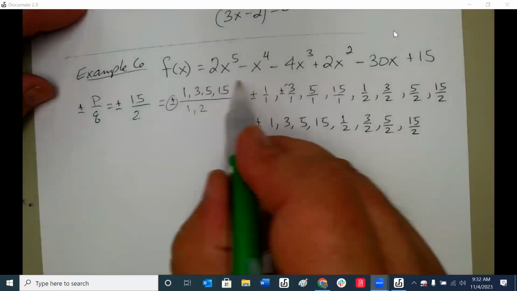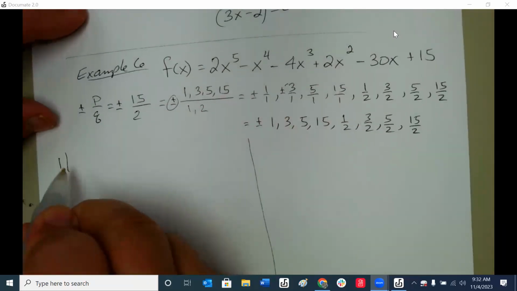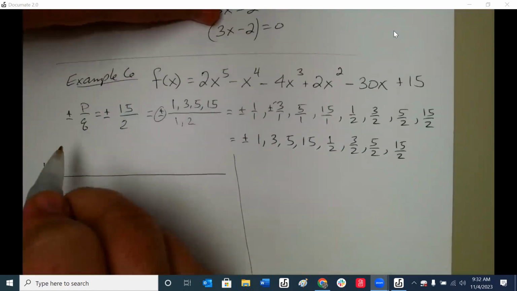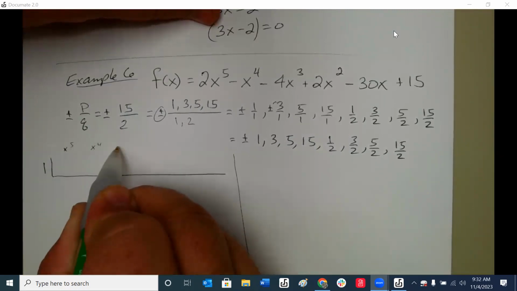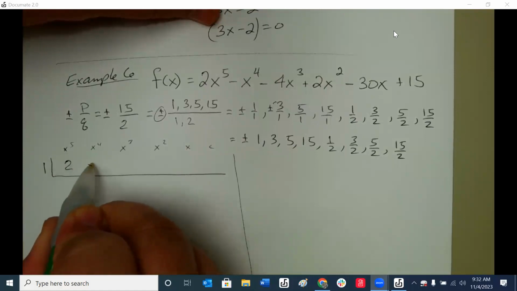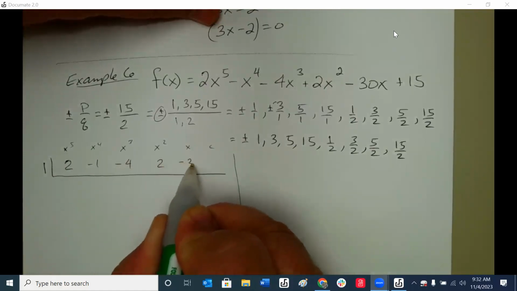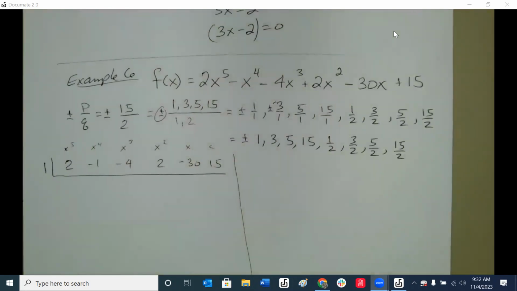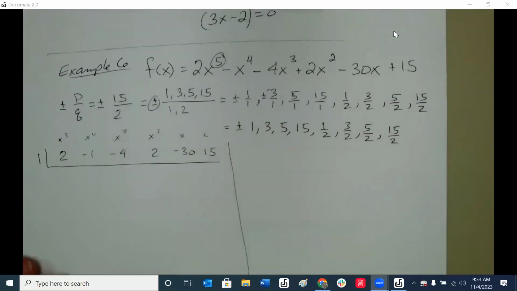Now comes the long part. So let's look at 1, -1. So we have x to the 5th, x to the 4th, x to the 3rd, x squared, x, and a constant. So 2, -1, -4, 2, -30, 15. How many answers are we going to have? It's the biggest exponent. That's the degree. We'll have 5 answers.